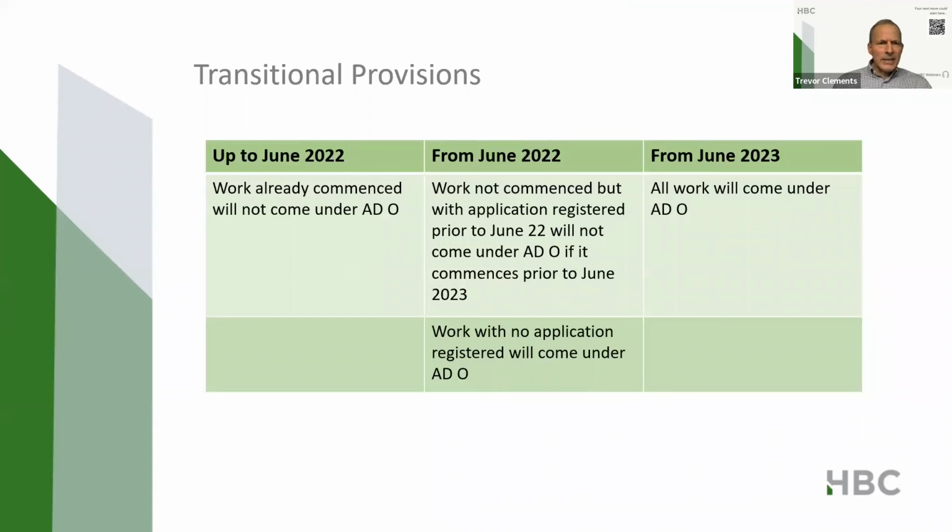Right, well, glad to know this is the penultimate slide. And as I mentioned, I'll talk about the transitional provisions. So not long now. June 22nd: work not commenced, but with an application registered by June 22nd, will not come under the new ADO, but it must commence within a year, in other words, prior to June 2023. Anything else, any applications submitted after June 2022, will come under ADO. And then from June 23, any work that's not started will definitely come under Approved Document O.